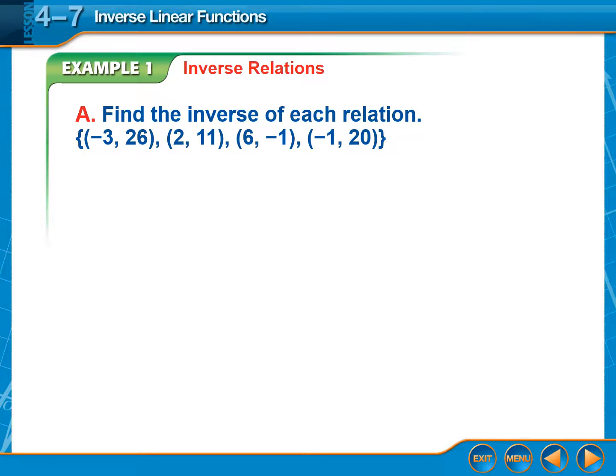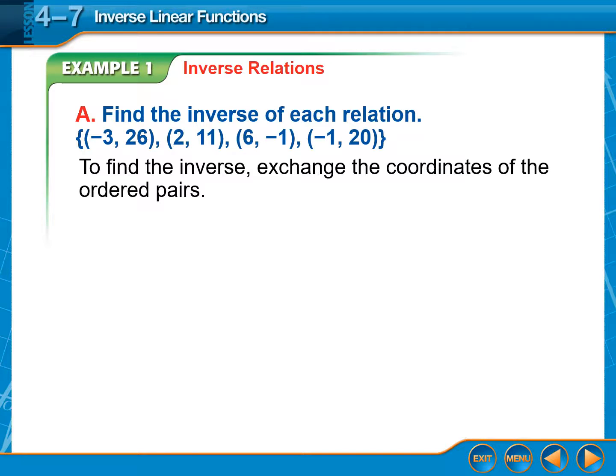All right, so let's take a look at an example. Find the inverse of each relation. If I've got a set of points here: -3, 26; 2, 11; 6, -1; -1, 20. To find the inverse, we're just going to switch the location of those points in the ordered pair. So if I take x and y for my points, to find the inverse, just switch and make it y and then x.